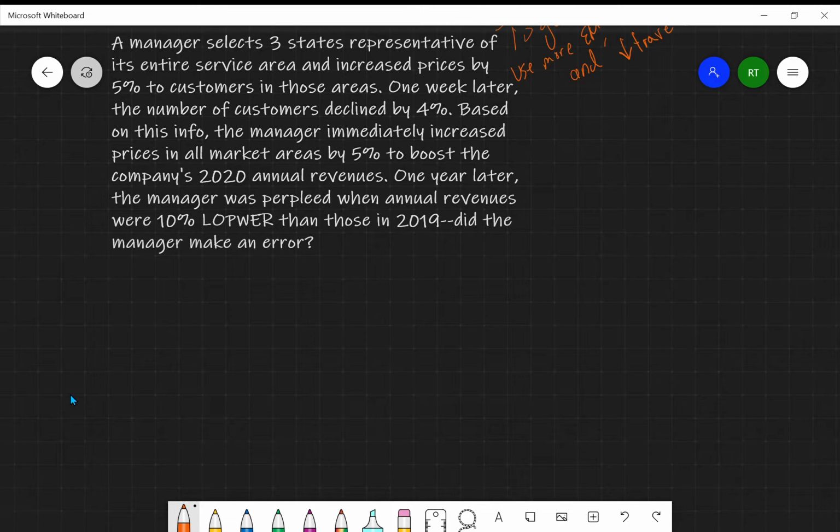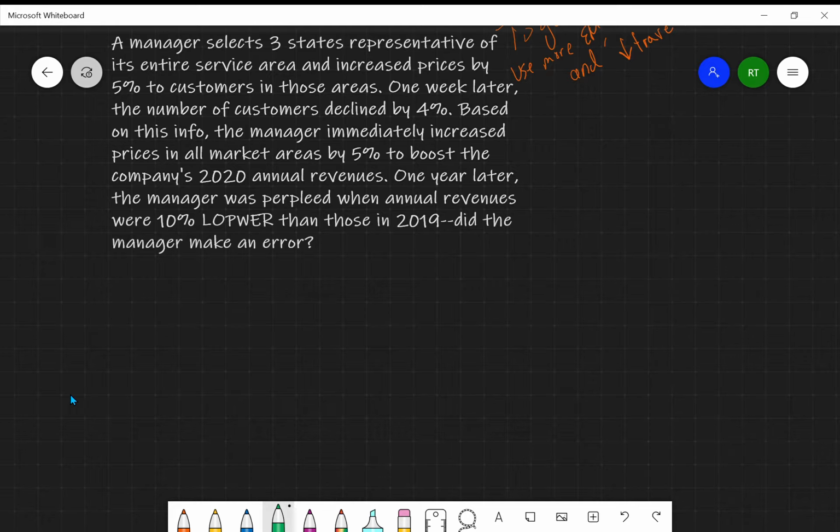So today we're going to be talking again about elasticity, and we're going to be talking about elasticity for a specific manager who decides to go ahead and run a little A/B experiment, right? It takes 3 states as their test case, and they increase the price by 5%, leaving the rest, the B part of all of the market, alone. And they find that the number of customers declined by 4%. Okay, so the number of customers declined by 4% after the price increased by 5%.